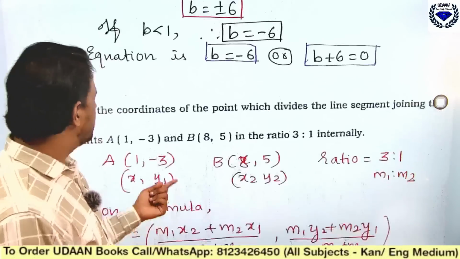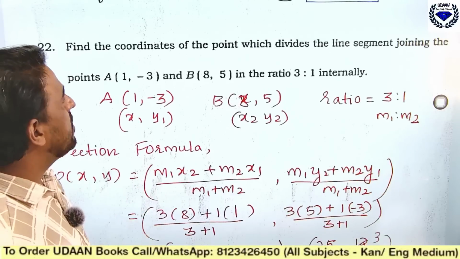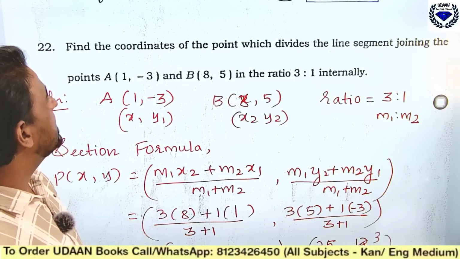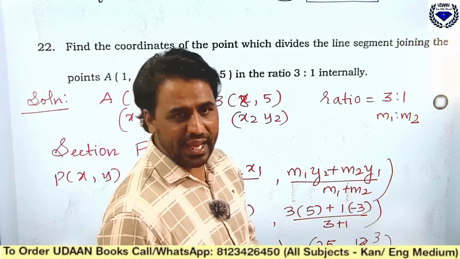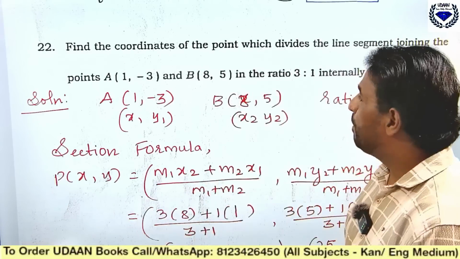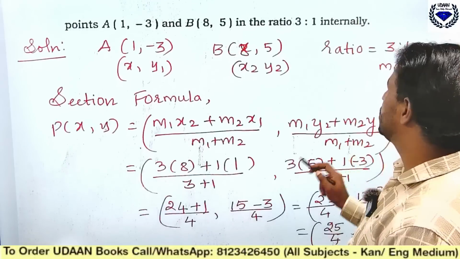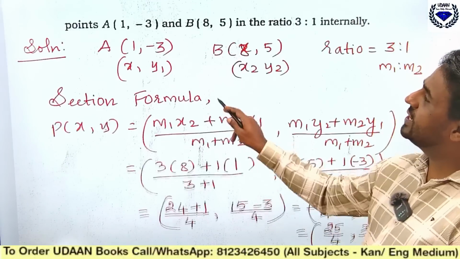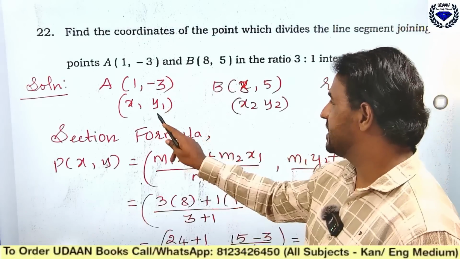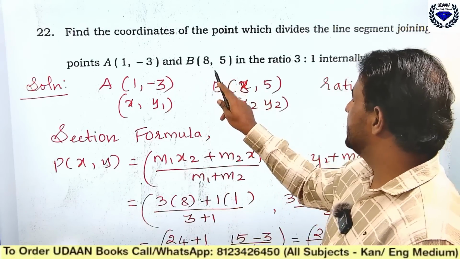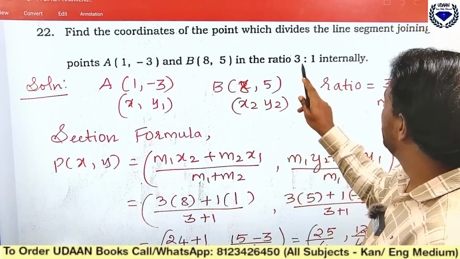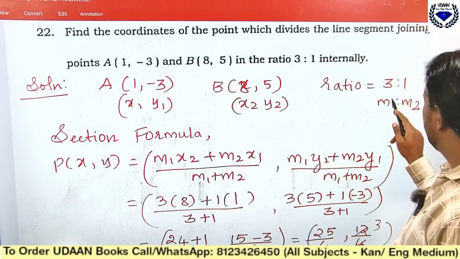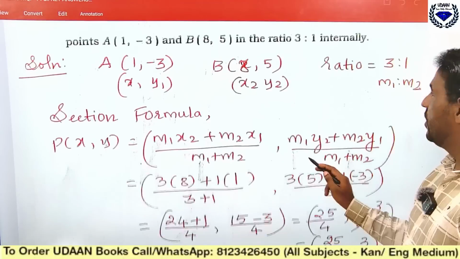Thus, next. Find the coordinates of the point which divides the line segment joining the points A (1, minus 3) and B (8, 5) in the ratio 3:1 internally. So A is given as what? 1 comma minus 3, that is x1 y1. B is 8 comma 5, x2 y2. Then the ratio m1 is to m2 is equal to 3:1.